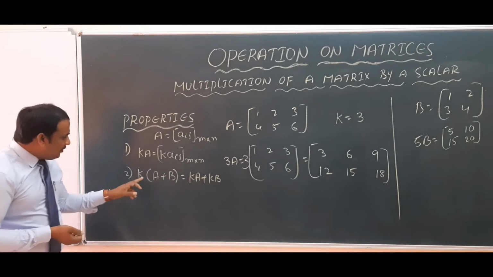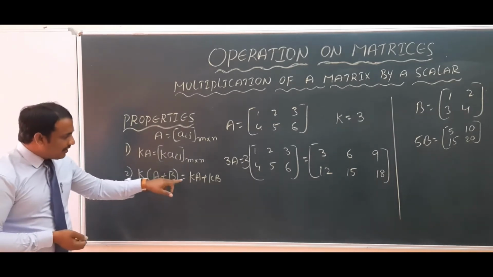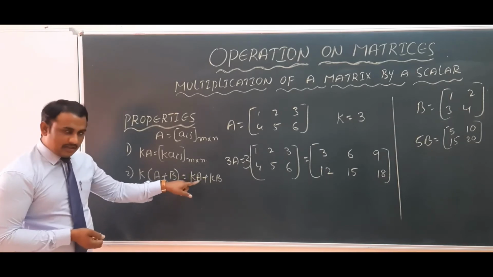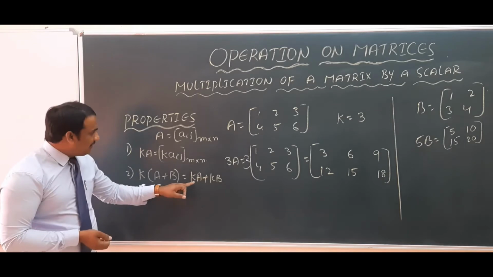That means first you can add the sum of two matrices, after that you multiply by the scalar. Or you can first multiply by the scalar, find Ka and Kb, and then add both. You will get the same answer.